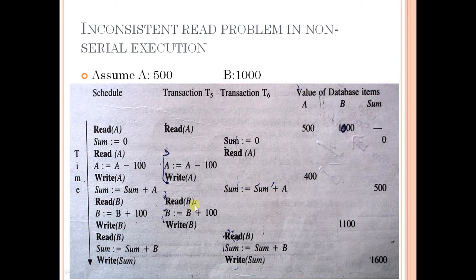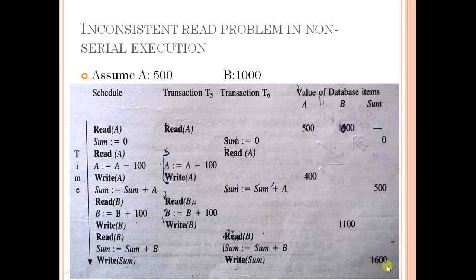Now it will transfer control back to T5. It will read B. B will be 1000. Add 100, it will become 1100. Write B will happen on the hard disk. It will write B, that is 1100. Now you can assume what problems will come. As you can see here, the sum was 500. Now it will read B. See, which B will it read? It will read the B which has been written by T5, and that is 1100, so it will read it as 1100, and the sum will be 500 plus 1100, which is 1600. So 1600 cannot come.